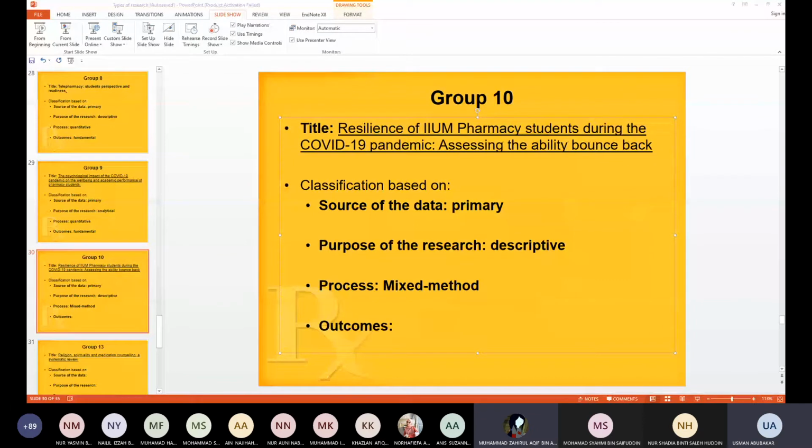Okay. I don't think it's applied. I think it's fundamental. Yes, because you are measuring their ability. You are not giving any intervention to help them bounce back. Because if it is applied, it means you have to identify those who are not resilient, and then you give an intervention to help them become resilient. So that's when it becomes applied. Oh, actually that makes sense. Okay.